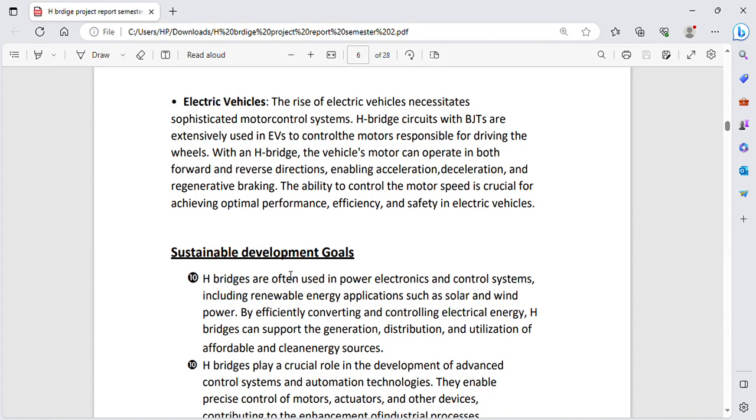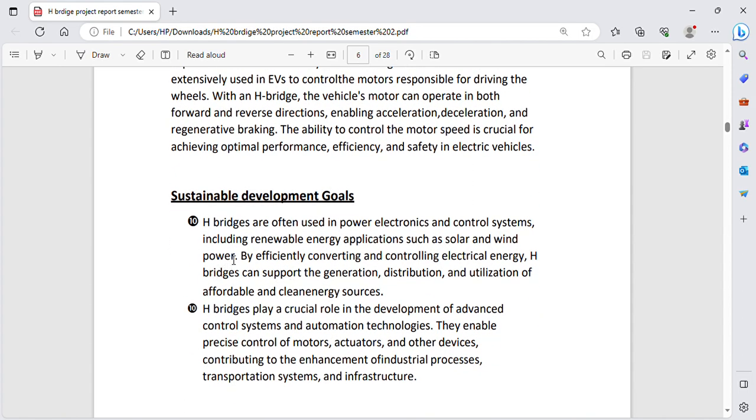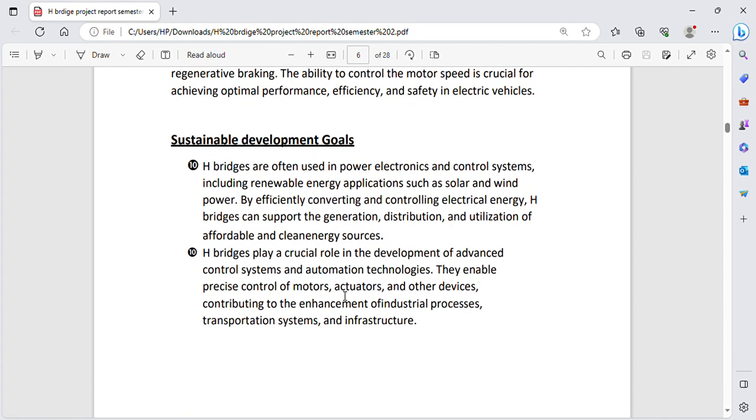Sustainable development goals. Basically, H-bridges are often used in power electronics and control systems, including renewable energy applications such as solar and wind power. By efficiently converting and controlling electric energy, the H-bridge can support the generation, distribution, and utilization of affordable, cleaner energy. The H-bridge plays a crucial role in the development of advanced control systems and automation technology, enabling precise control of motors, actuators, and other devices, contributing to the enhancement of industrial processes, transportation systems, and infrastructure.